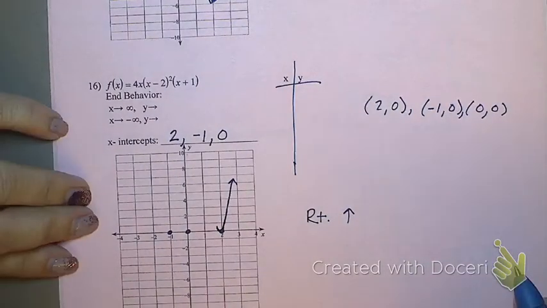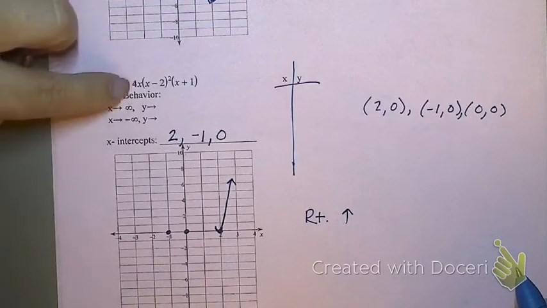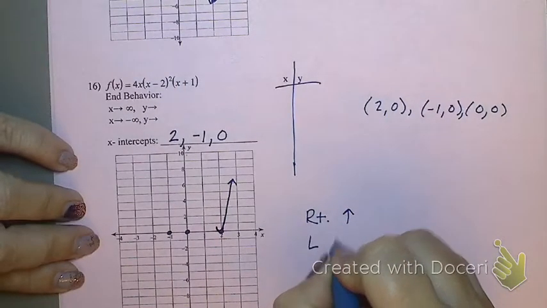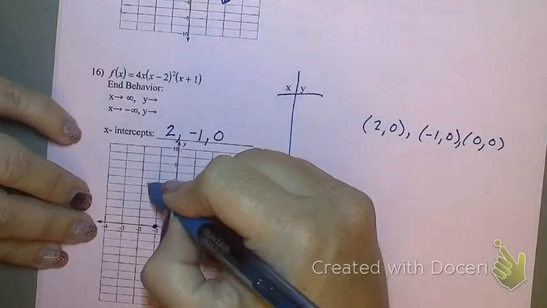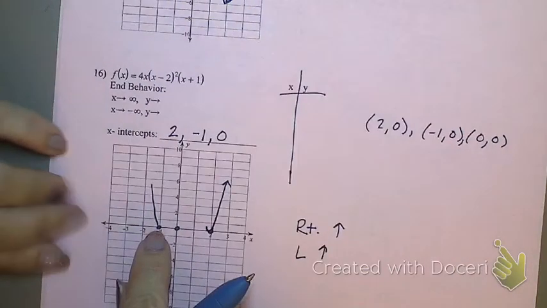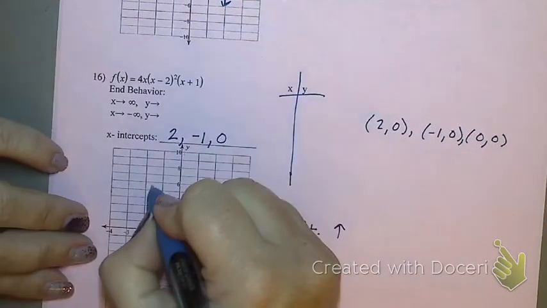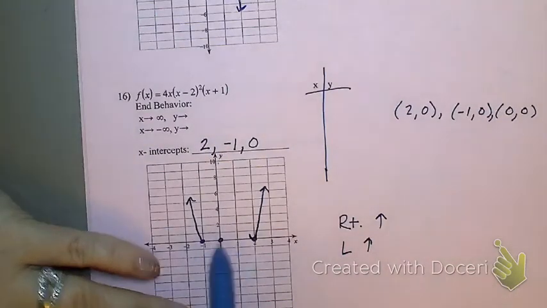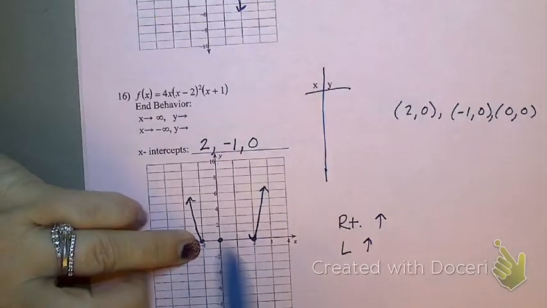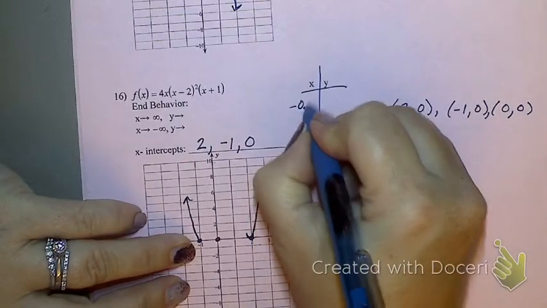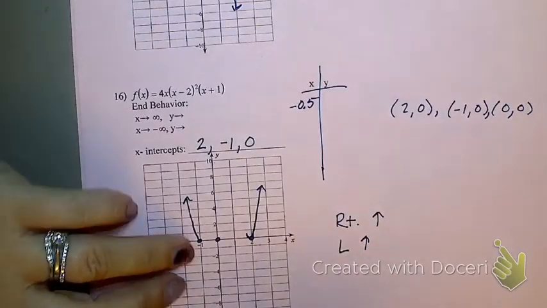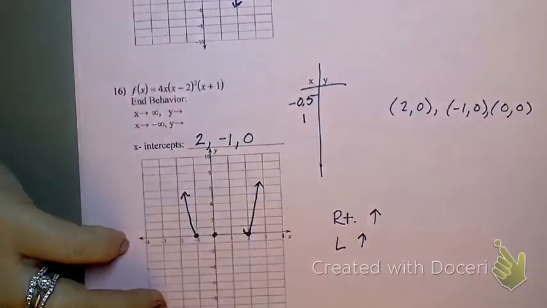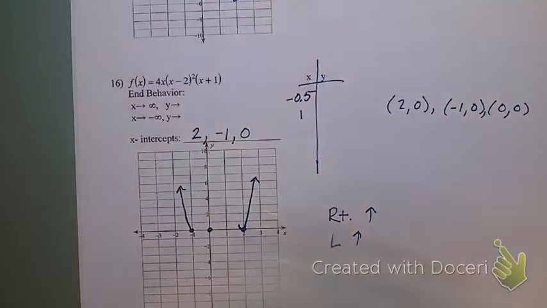What degree are we talking about? 1, 2, 3, 4. So what does that tell me about the left side? Also going up. Anything funny about that intercept? Nope. So what do I need to know? I need to know what's going on between these. So between -1 and 0, -0.5. Between 0 and 2, 1. Those are the two values I'm looking for in your XY chart.